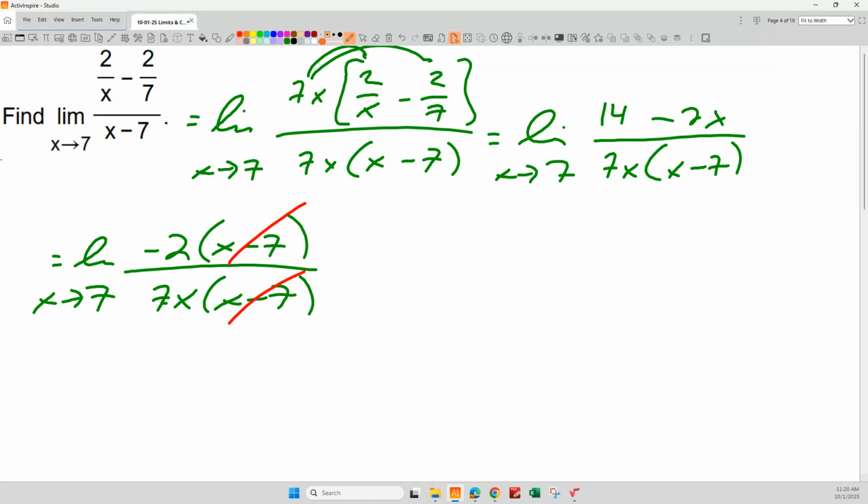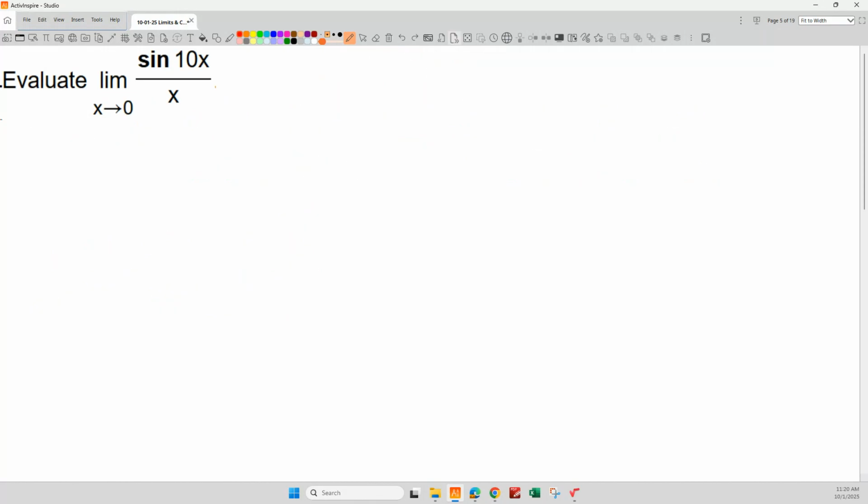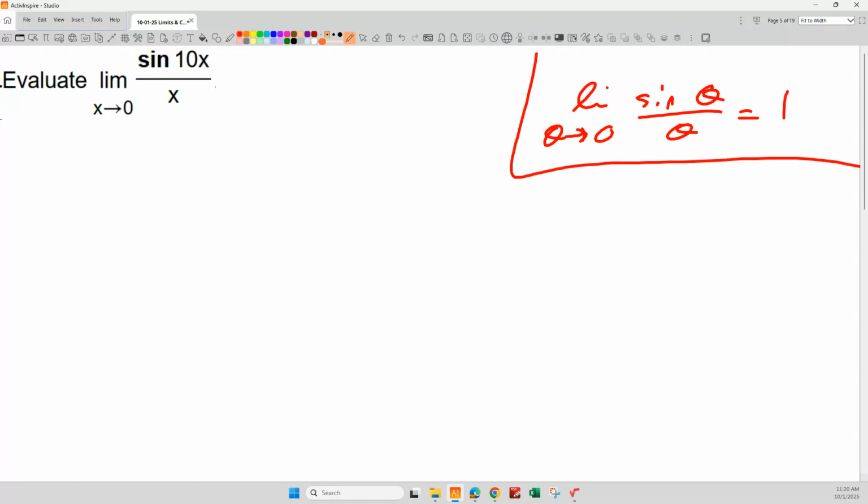Well, actually, there's one more. What about that one? What's the limit that we use here? What's the special limit we refer to? There you go. The limit of sine theta over theta as theta approaches 0 equals 1. Exactly. So we need to have the same theta on the top and the bottom. Well, there's my theta, because that's what's inside the sine function. So I just have to multiply the top and the bottom by 10 here.